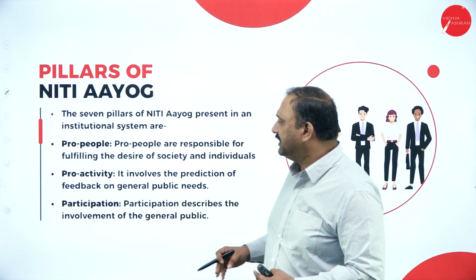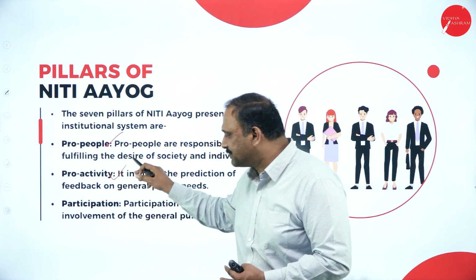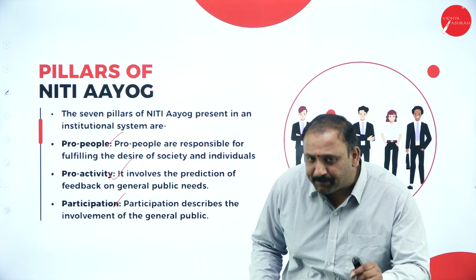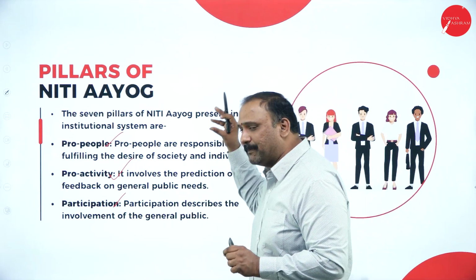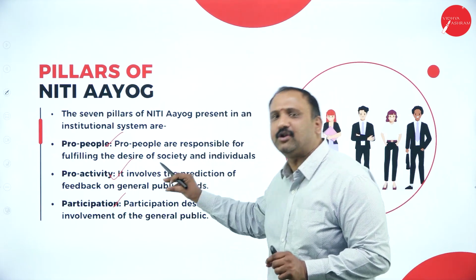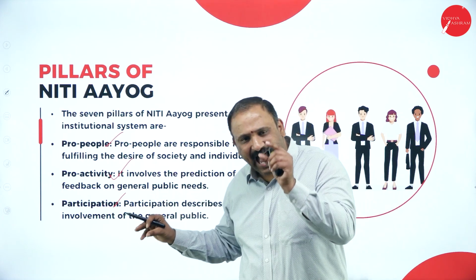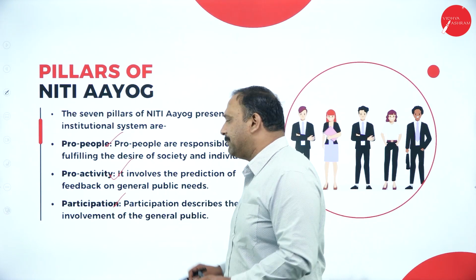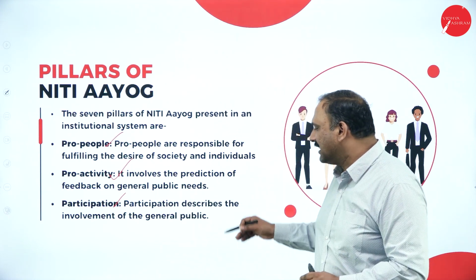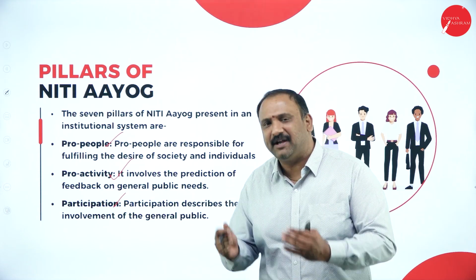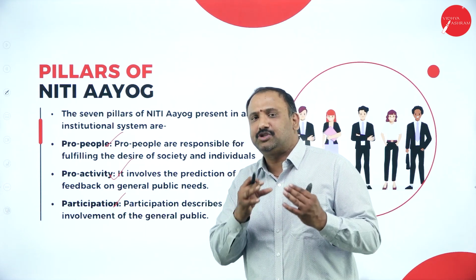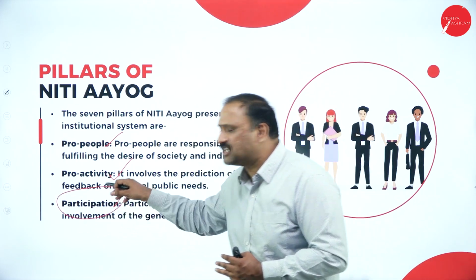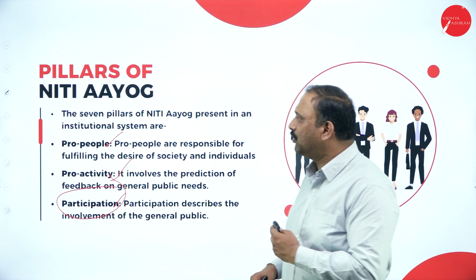Followed by the pillars of Niti Aayog. It is pro-people, pro-activity, and participation oriented, which means every plan that is being created is for the benefit of the society, for the benefit of the people. We need to see that the activity is practical, feasible, and derives some benefit for the people, for public needs. It's suitable. Participation, where we can involve the private sector, where we can involve the government. So there needs to be public-private participation at all levels, and that's what they initiate and that's what they mean at the participation level altogether.